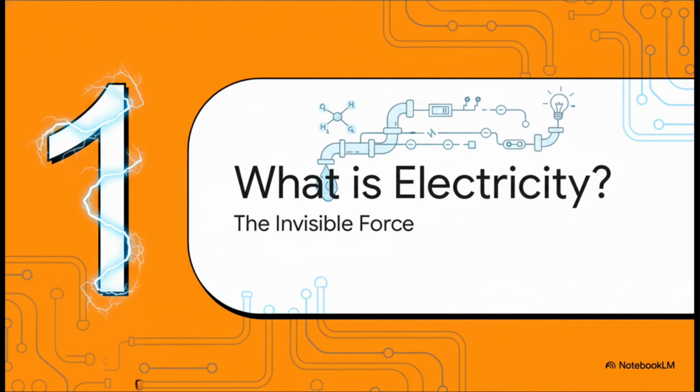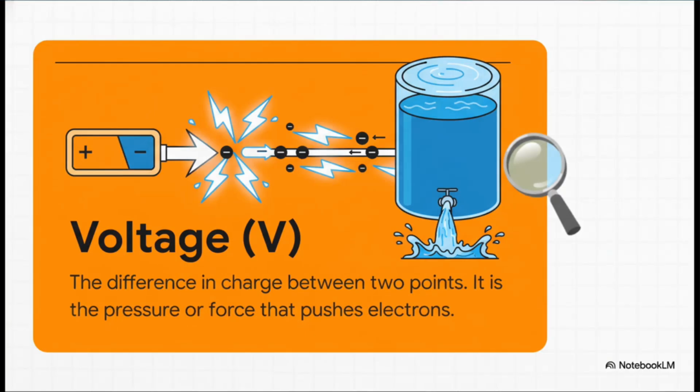And maybe the best way to picture them is by thinking about something we all understand: water flowing through a hose. First up, we've got voltage. You can think of voltage as the push or the pressure in the system. Imagine a big tank of water. The pressure at the bottom of that tank is just sitting there, ready to push water out. That's voltage. It's the potential energy waiting to make things happen. And we measure it in, you guessed it, volts.